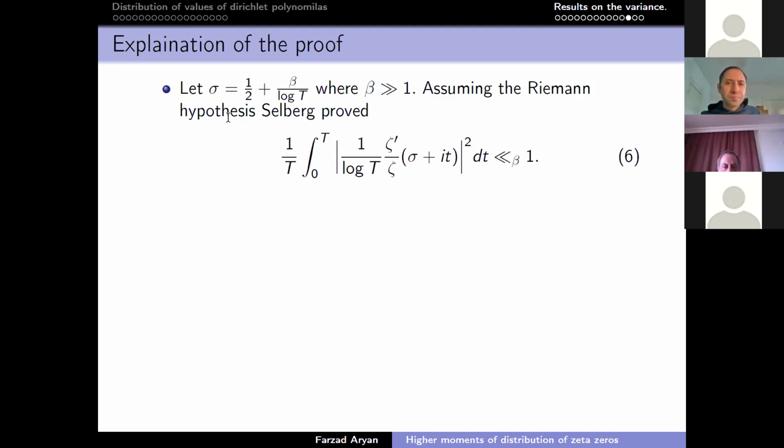Okay. So let's say 1/2 plus beta divided by log t. Basically, this means that instead of working on the one-half line, we go a little bit to the right. Assume the Riemann hypothesis. Selberg proved this result for the logarithmic derivative of the Riemann zeta function. If you go a little to the right, this is basically bounded, which is not very good for our purpose, because boundedness of the variance wouldn't suggest that I would get very large results for the logarithmic derivative.